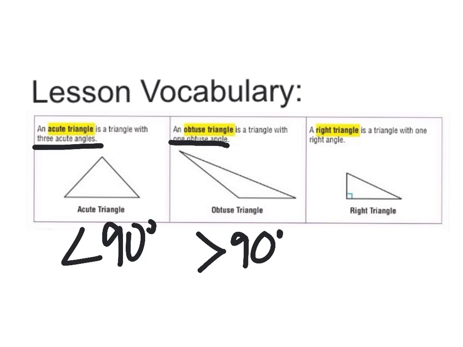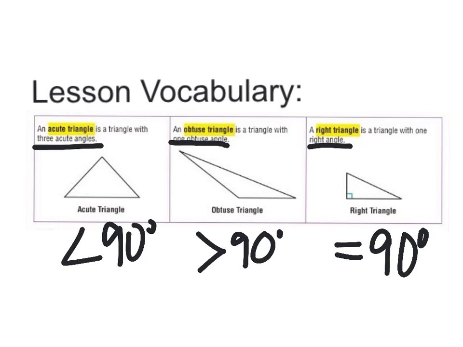Our final vocabulary word is a right triangle. A right triangle is a triangle with one right angle. In lesson 10.1, we learned that a right angle measures exactly 90 degrees, forming a square corner.